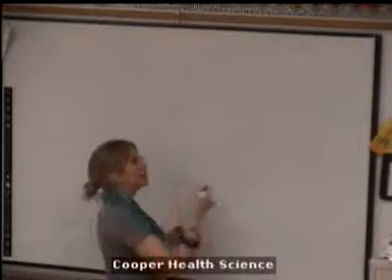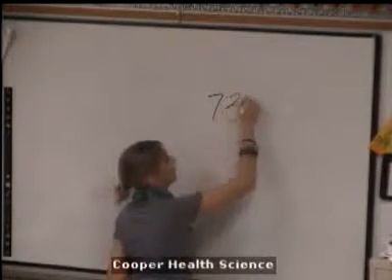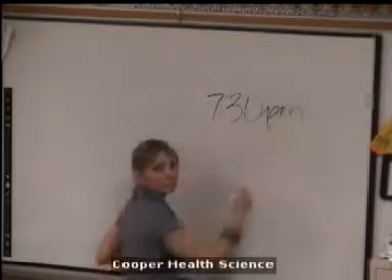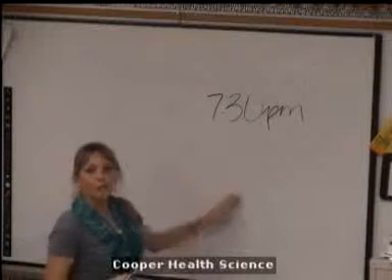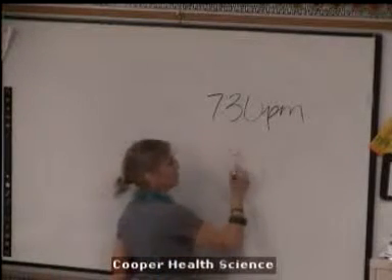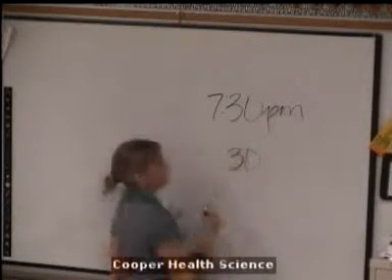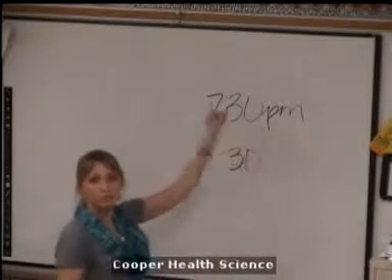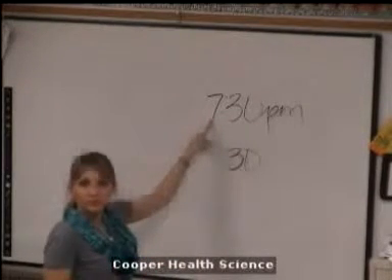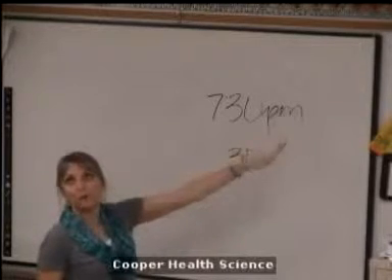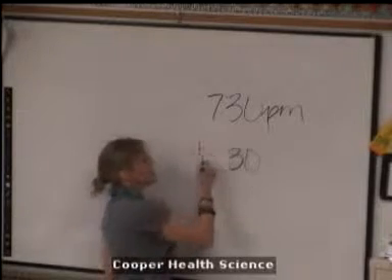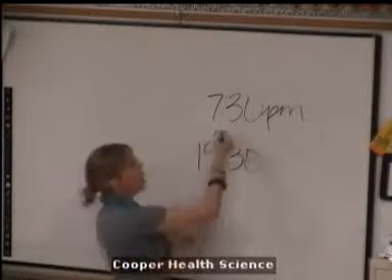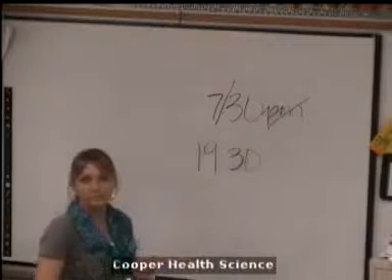Okay, we've got 7:30 p.m. I'm going to pull down my minutes because they stay the same. I know it's p.m., so I need to add my 12. The only time you don't add the 12 on a p.m. is at 12. It's just 12 p.m. So add 12 to 7, you get 19. And you drop the colon and drop the p.m.